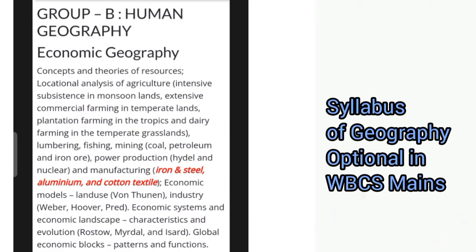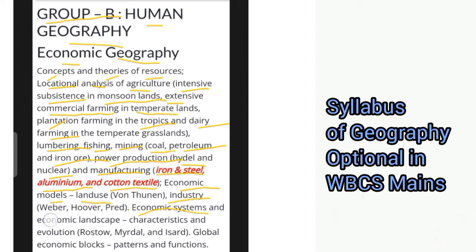and functionality. Next, we are moving over to Group B, which deals with human geography, which has economic geography also. Here you have the concepts and theories of resources, locational analysis of agriculture, intensive subsistence in monsoon lands, extensive commercial farming in temperate lands, plantation farming in the tropics, and dairy farming in the temperate grasslands. Lumbering, fishing, mining, then coal, petroleum, and iron ore. Power production, including hydel and nuclear power production, and manufacturing, iron and steel, aluminium, and cotton textile. Economic models, land use, then industries, then economic systems and economic landscape, then characteristics and evolution, then global economic blocks, patterns, and functions.